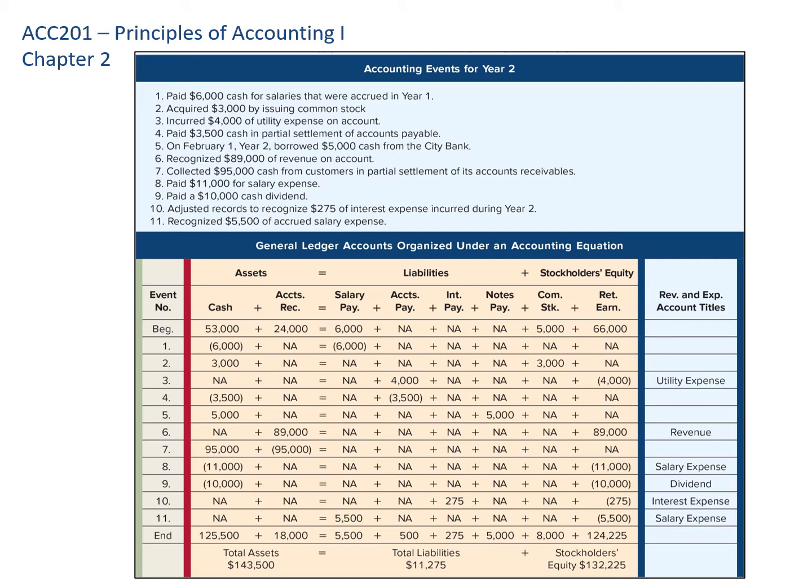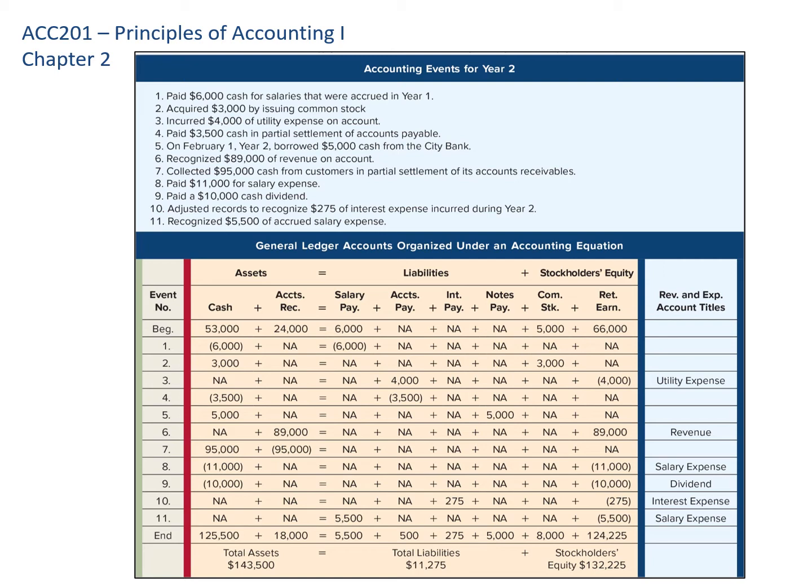Then we adjusted the records to recognize $275 of interest expense occurred during year 2. So in that case, I'm accruing some interest. So I got a new category here, interest payable. So standing at the end of the year, I owe some interest on that note, and I need to recognize interest expense because I've owed the money for a period of time. So in this case here, I borrowed the money on February 1st, year 2.